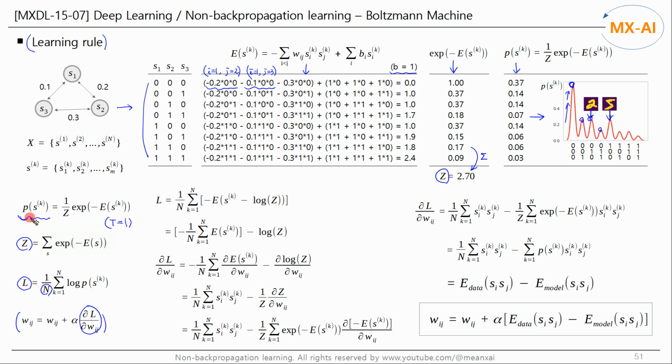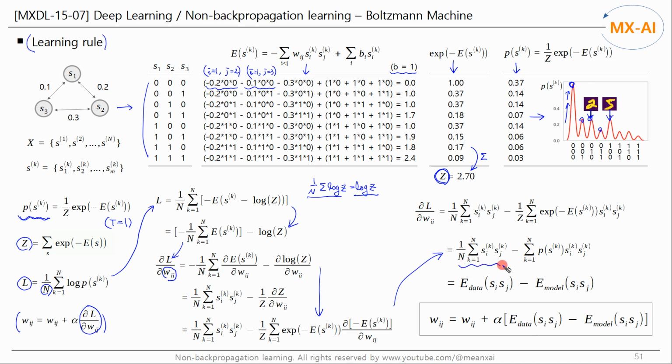Since P(S) is like this, the log likelihood L can be written as follows. Since Z is common, this just becomes log Z. So this expression can be written as follows. If we differentiate this expression with respect to W_ij, we get the following. And finally, we get this expression.